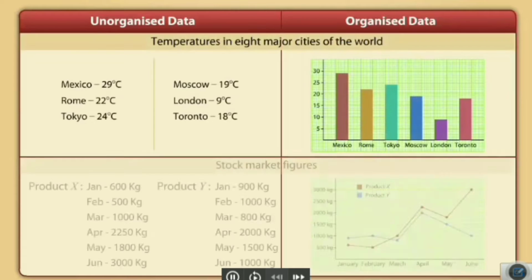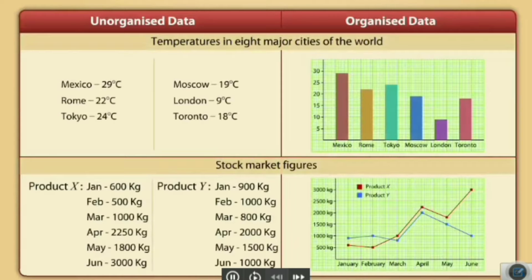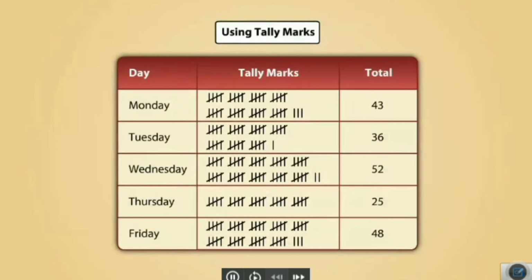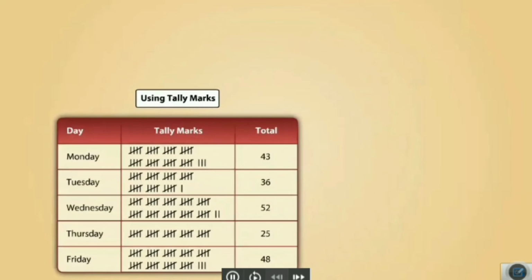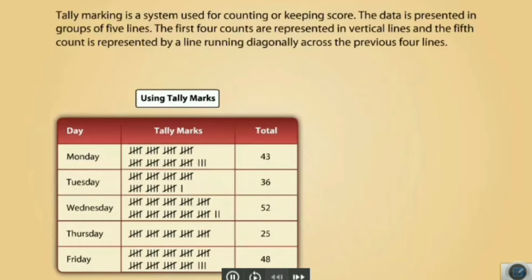Data is collected to provide information. However, unorganized data rarely provides the required information. One way to count and record information is by using tally marks. Tally marking is a system used for counting or keeping score.